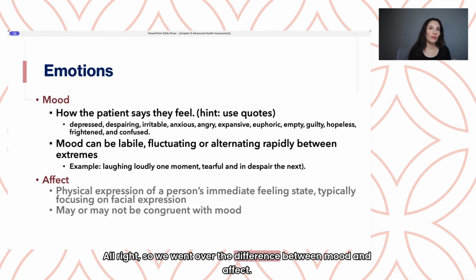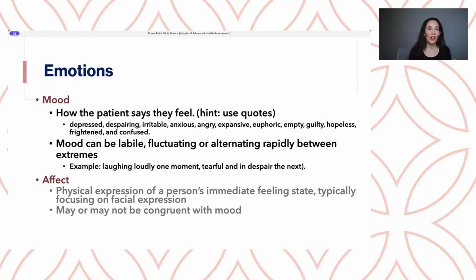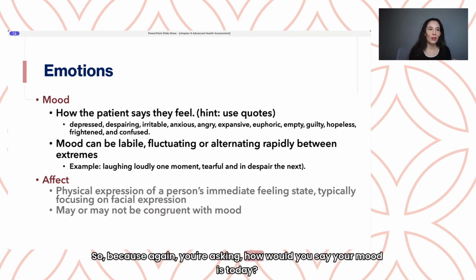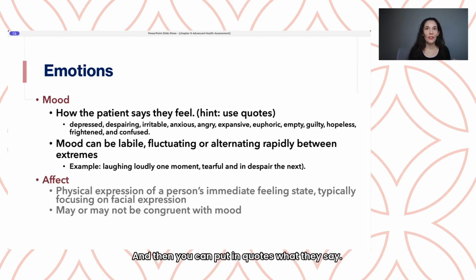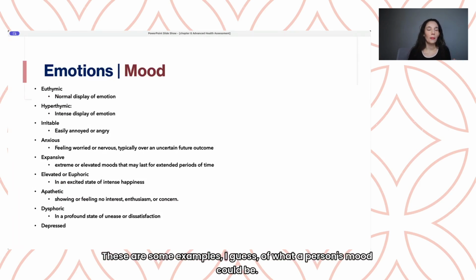All right, so we went over the difference between mood and affect. One of the things with mood is you can always use quotes when you're doing your mental status exam, because again, you're asking, how would you say your mood is today, right? And then you can put in quotes what they say. All right, these are just some examples of what a person's mood could be.